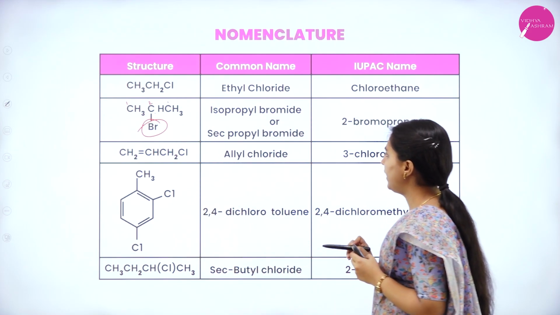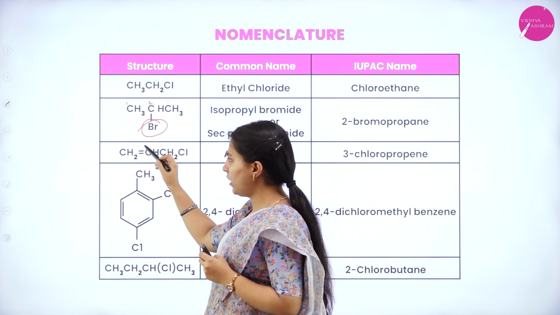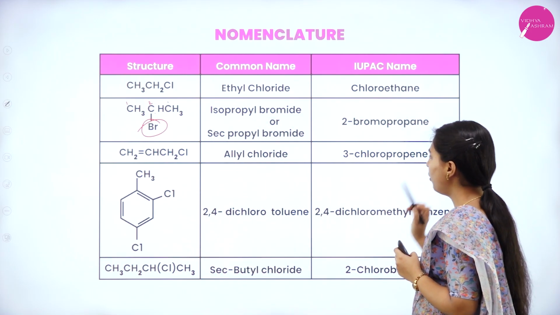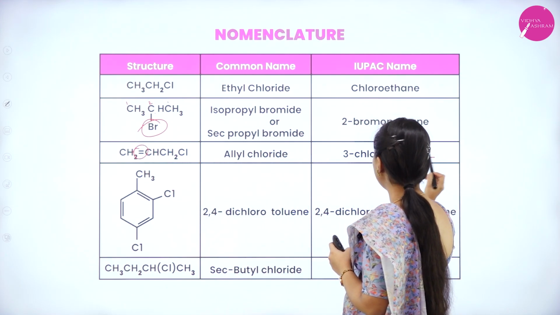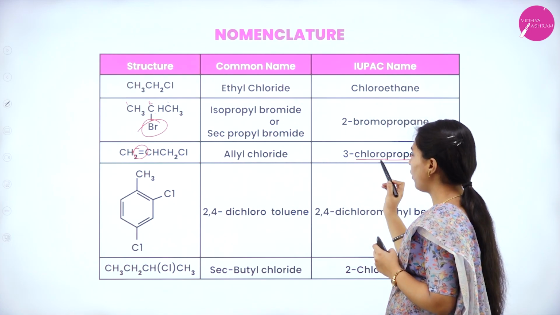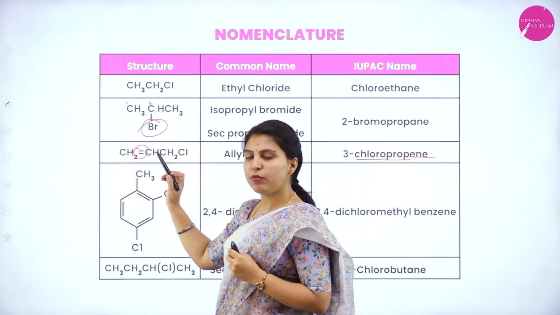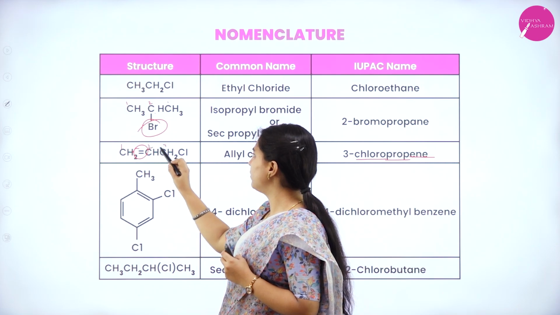And next, allyl chloride, because a double bond is present, and here you can call it 3-chloropropene. Because the double bond is there, so ene, 3 carbon atoms, so prop, and chlorine is there, chloro at the third position. Whenever a double bond is there, you have to start the numbering from there: 1, 2 and 3.